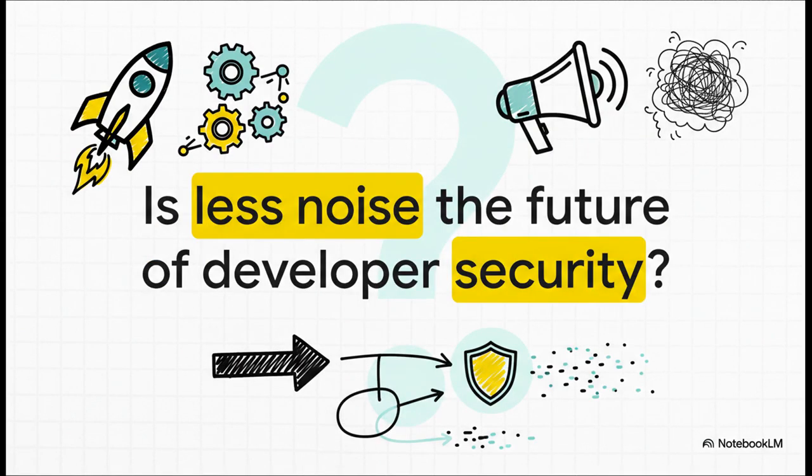And all of this leaves us with a pretty big question to think about. In a world where a developer's attention is probably the most valuable resource there is, maybe the future of security isn't about finding more flaws. Maybe it's about finding the right ones, the ones that really matter, and talking about them clearly. So is less noise the real secret to making security a natural, effortless part of how you work? That's the huge question VibeCheck is putting on the table.